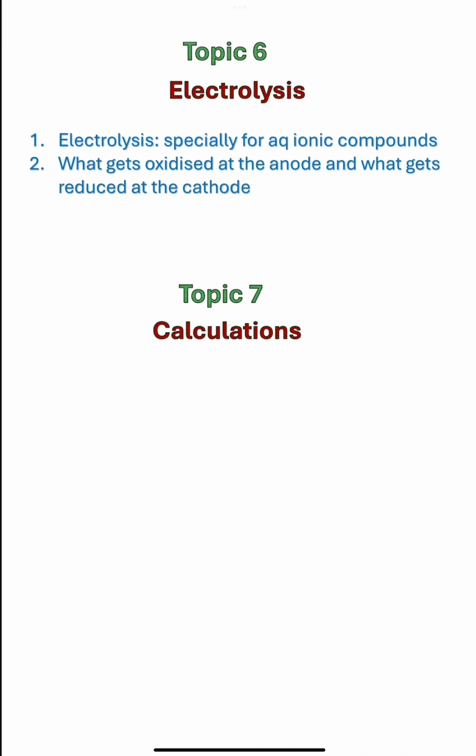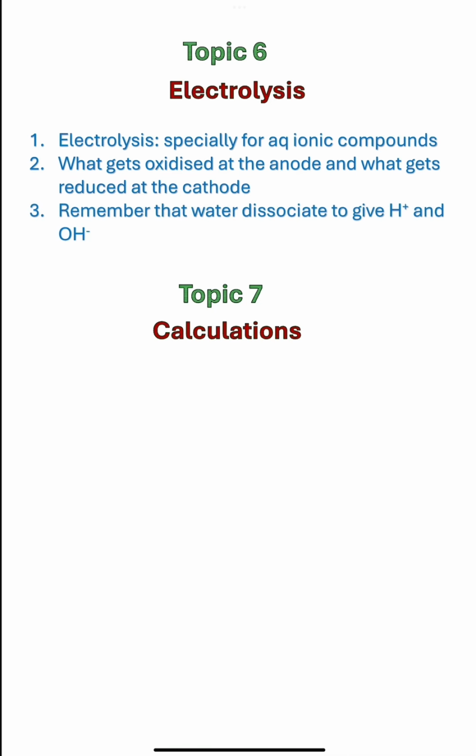And if the metal is below hydrogen in the activity series, it's the one that is going to be reduced. If it's above hydrogen, then the hydrogen ion will be reduced to give you hydrogen gas. And at the anode, there will be competition between the hydroxide ion from water and the anion from your ionic compound. Only halides like chloride, bromide, and iodide will be oxidized at the anode instead of the hydroxide. Otherwise, if you have any other anion, it's always going to be the hydroxide that is oxidized to give you oxygen gas.